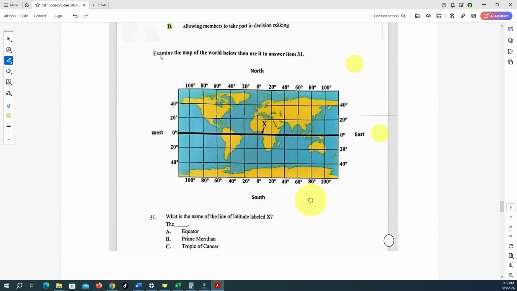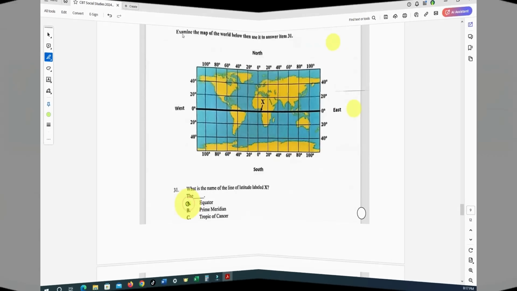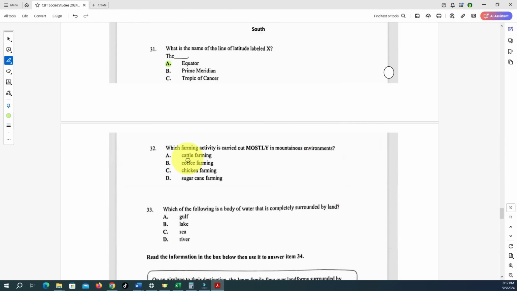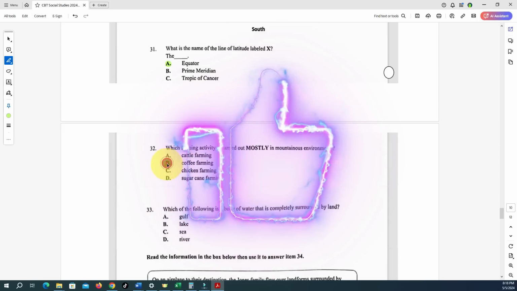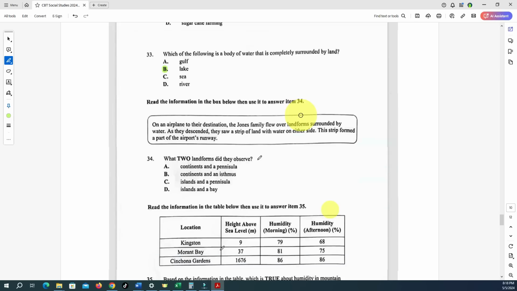So let's look at this. So here it says, what is the name of the line of latitude labeled X? That is the equator, of course, without even looking. Which farming activity is carried out mostly in mountainous environments? Cattle farming, they would fall off. I would say coffee, that's why I have the Blue Mountain coffee, right? Which of the following is a body of water that is completely surrounded by land? That is a lake. Okay.